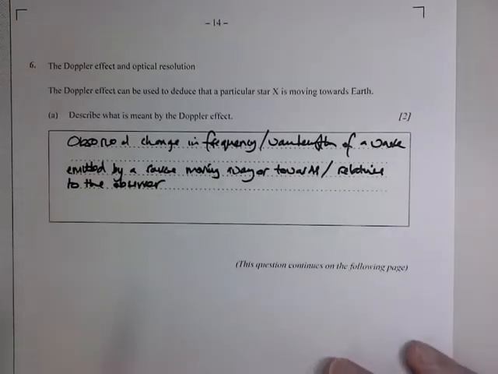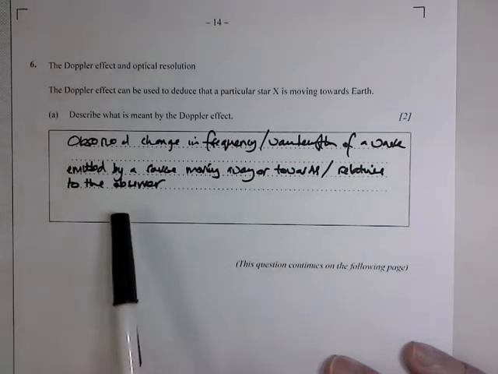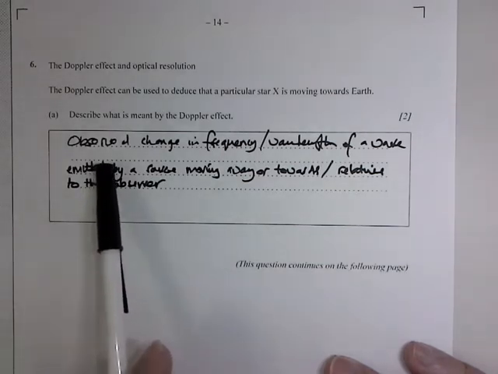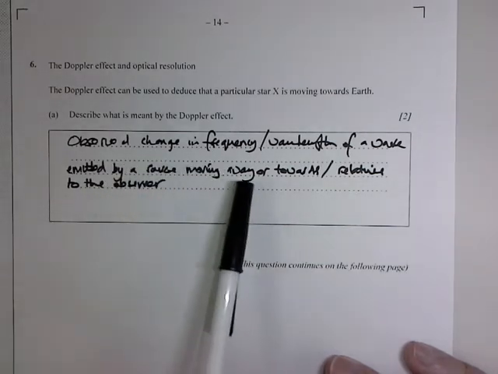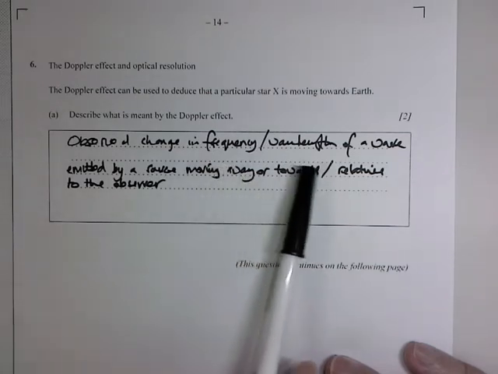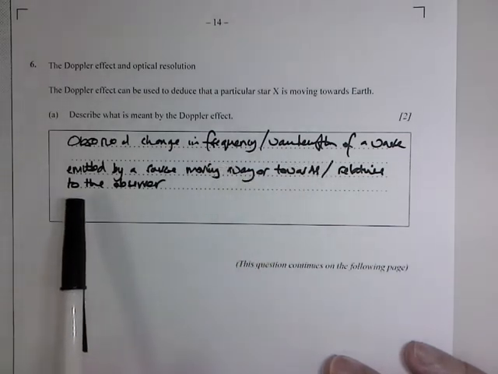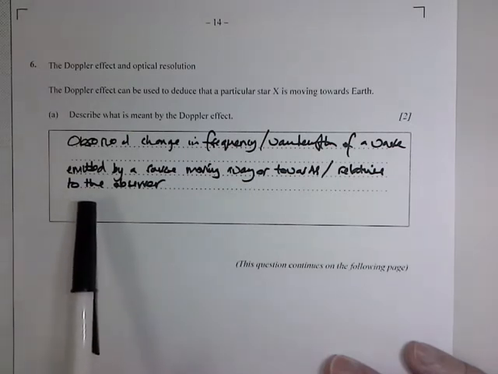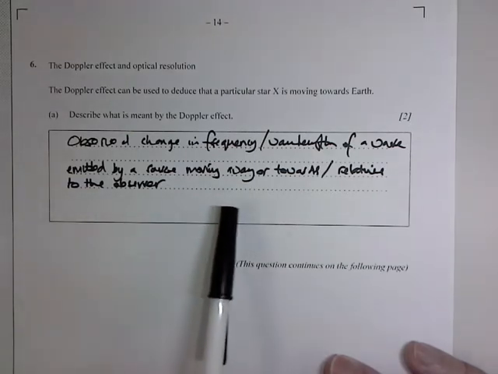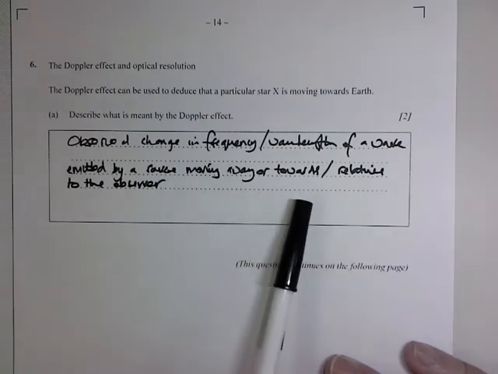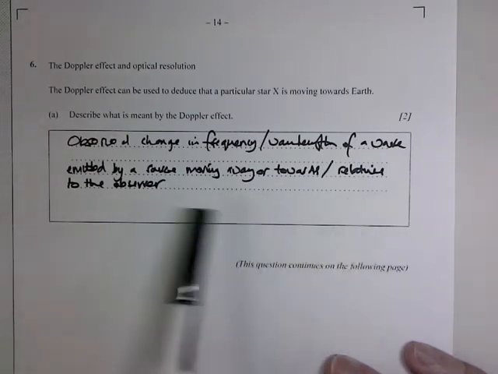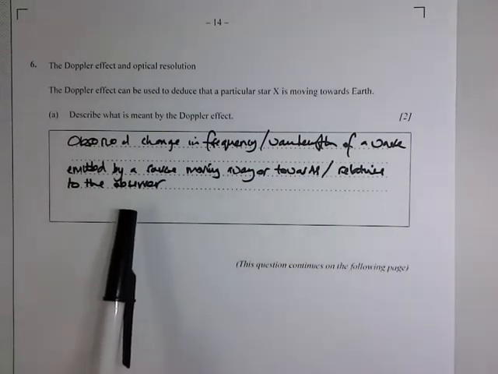Okay, in this question we're looking for pretty much a definition of the Doppler effect. So what would be good is if you could mention that we're looking for an observed change in the frequency, but you can say the wavelength of the wave. And for the second part of this, to get the second mark, it is emitted by a source that is moving away or towards, or you can bring in relative motion to the observer.